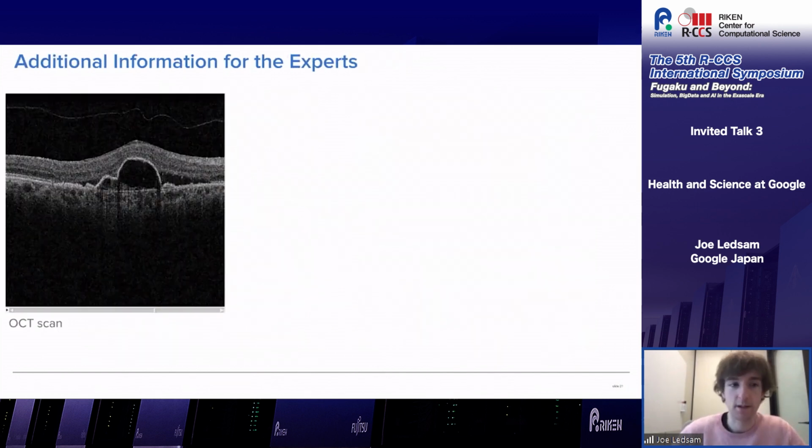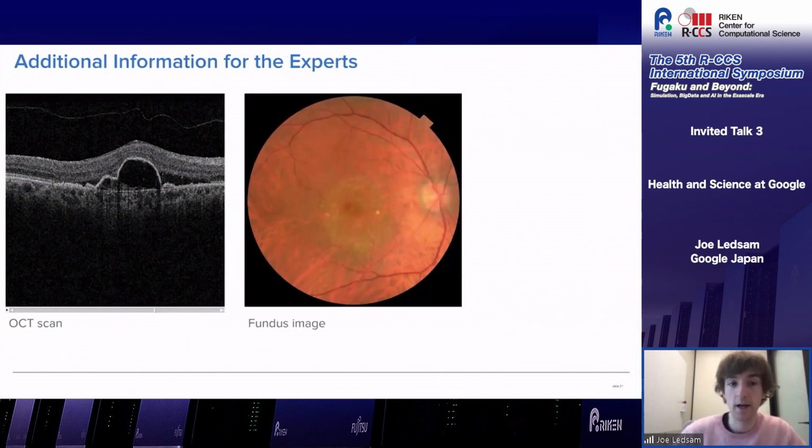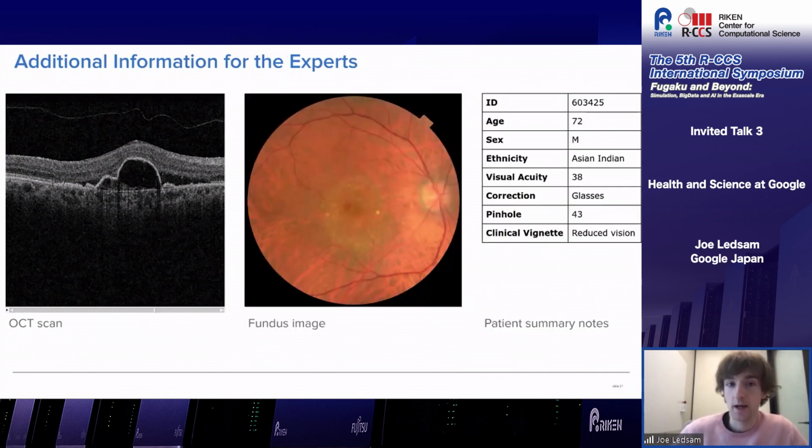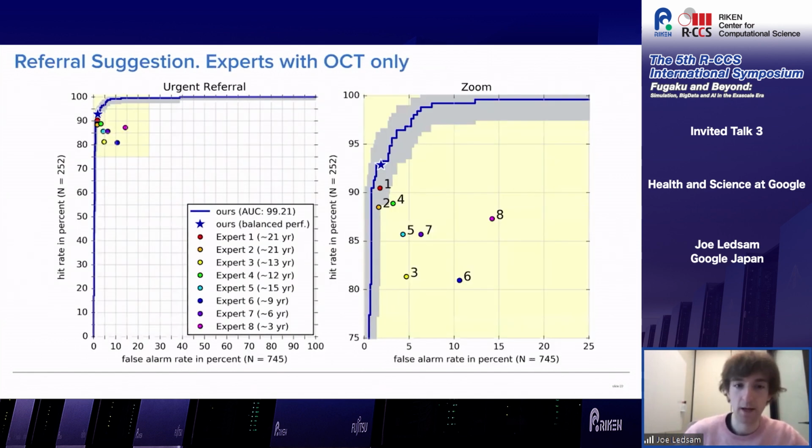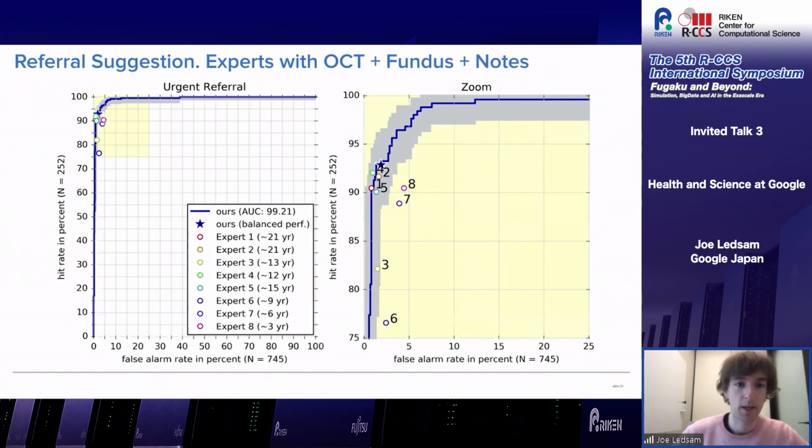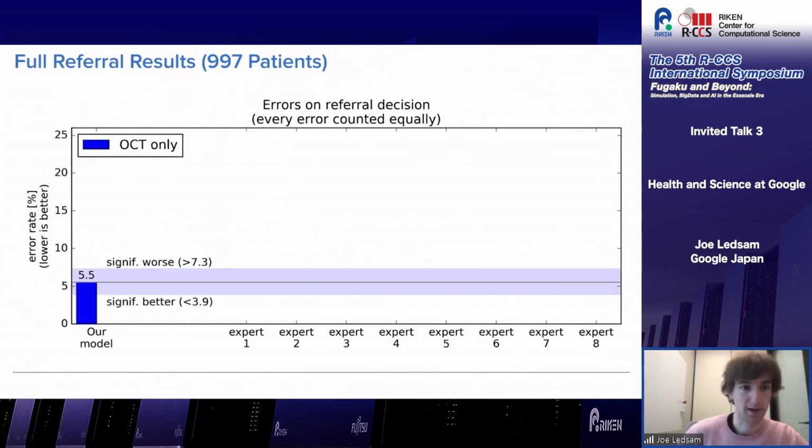In actual clinical practice, rather than just have the OCT, what they're likely to have is additional imaging, and then additional information, things like the age or the sex of the patient, their visual acuity, so how well they can see, and a little bit as well about why they might have come. And that information can help the experts improve significantly. And so this is done before that. When we gave them the additional information, we found that they substantially improved. So here, 5 of the 8 experts performed at the same level as the network, but none were superior.